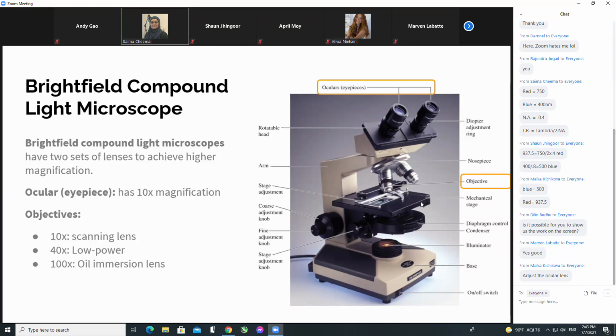All right. So now we have the objective taken care of. We have the ocular taken care of, and now you want to begin to focus on the image, right? What do you do? You make sure the illuminator is on at a good brightness, and then you turn your coarse focus. Okay, so which one do you start with? Coarse, right? So you start with coarse.